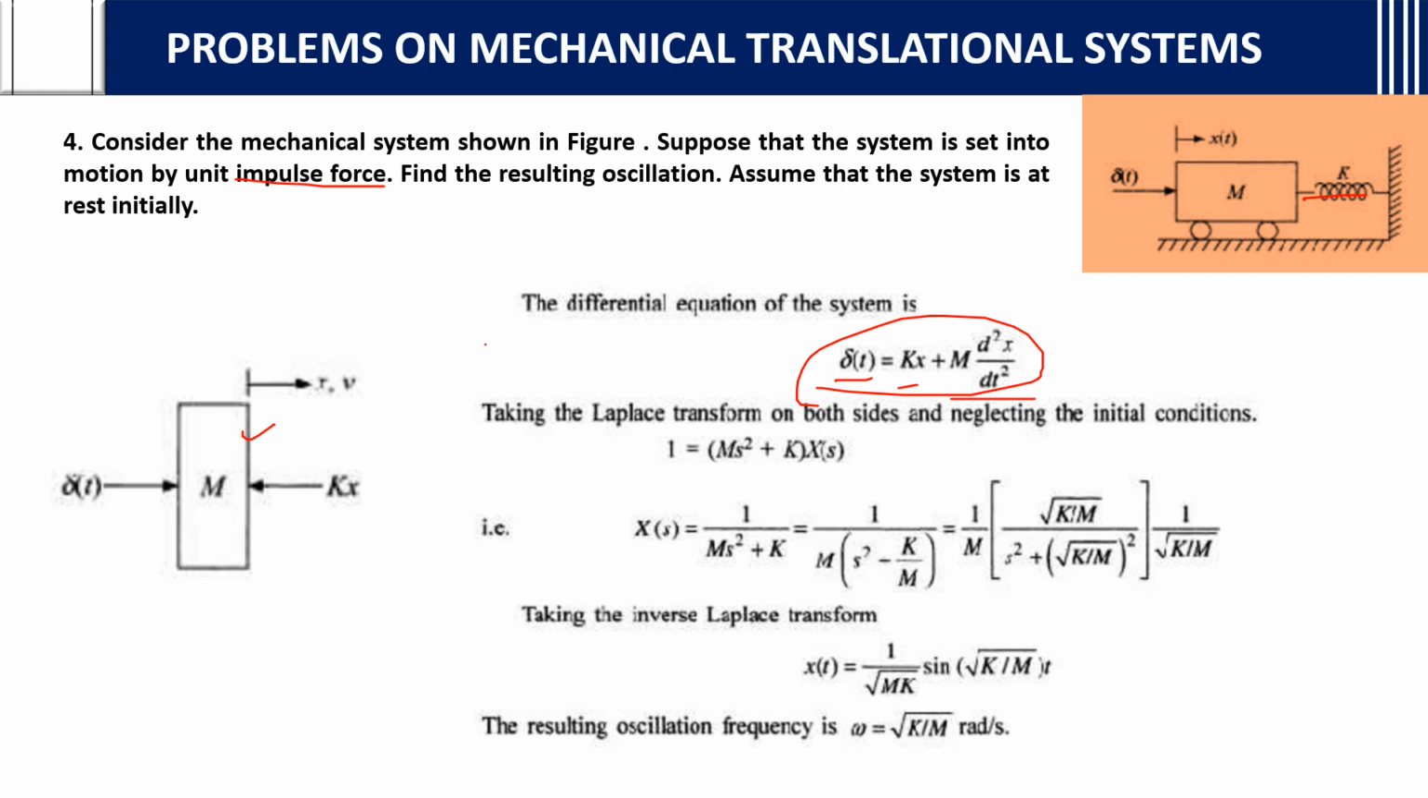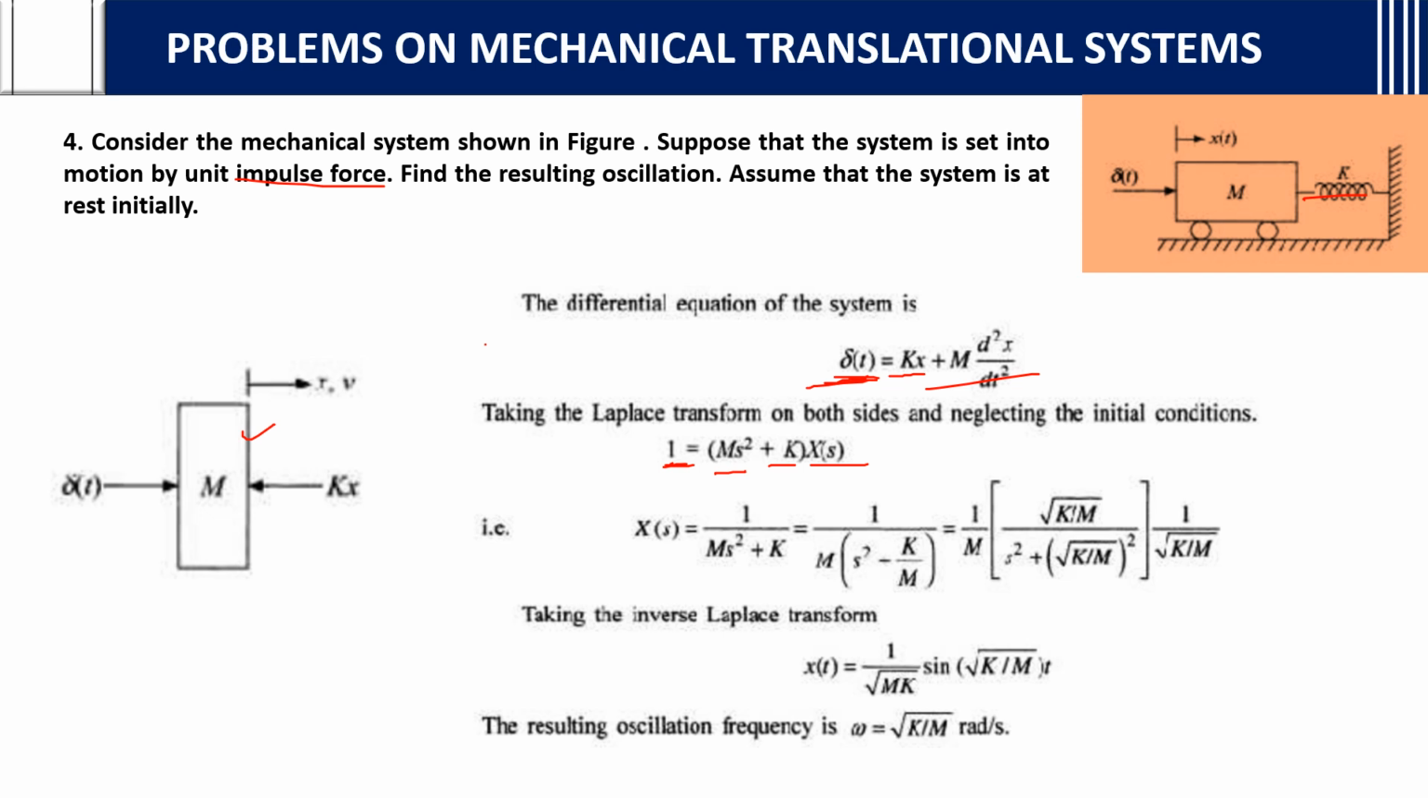After writing, take the Laplace transform on both sides. What is the Laplace transform of delta of t? If you have seen my videos on Laplace transform in module 2, then you will understand. But just remember, the Laplace transform of delta of t, the impulse function, is 1. And k into X(s), m into s square into X(s). So (ms square plus k) into X(s) we will take as common.